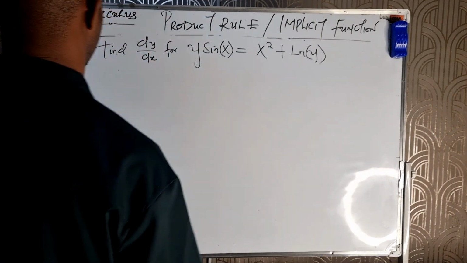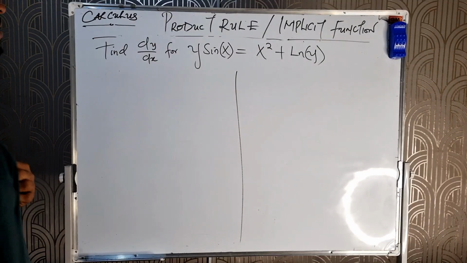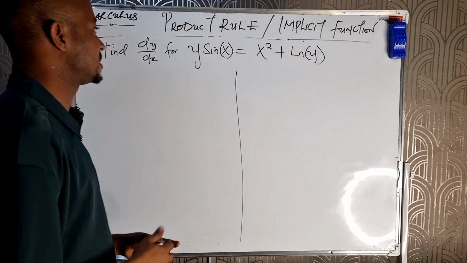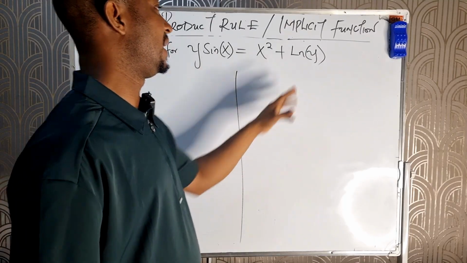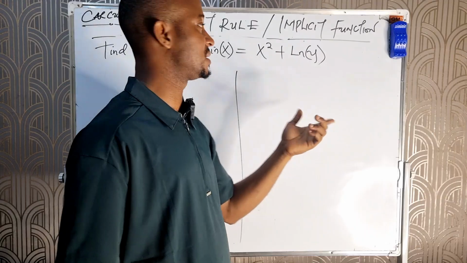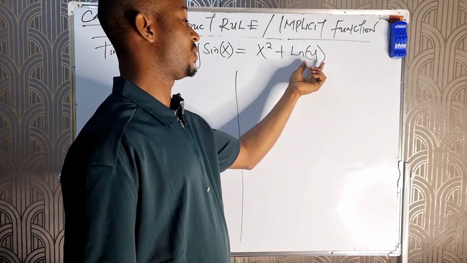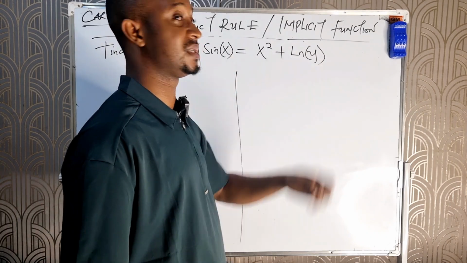We have a question that says, find dy/dx for y sin x equals x² plus ln y. Let's look at how we can solve this. Don't forget that anytime we differentiate sin x, the result is cos x. When we differentiate ln y, the result is 1 over y, but since y is a function, I will multiply by dy/dx after differentiating ln y.